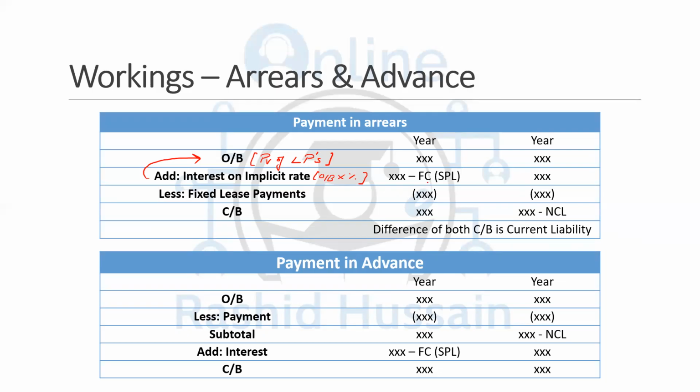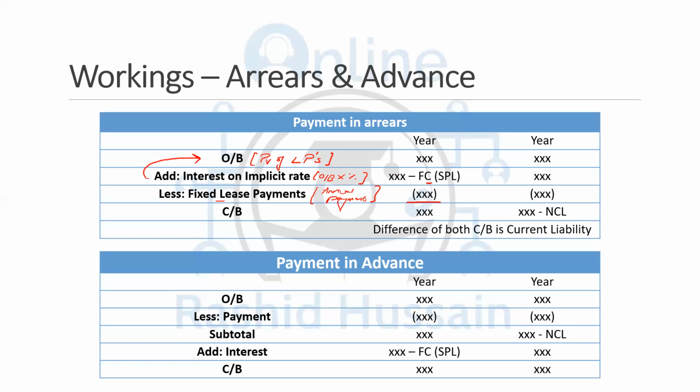And this interest is recorded as the finance cost in the profit or loss. Then you deduct the fixed lease payment. These are the annual payments, which are again mentioned within the question. Deduct the annual payments, and then you get the closing balance. This is the closing balance of the liability.